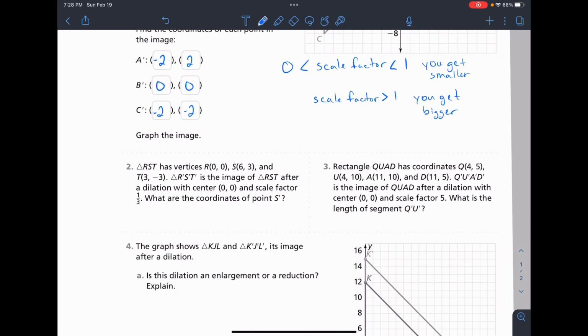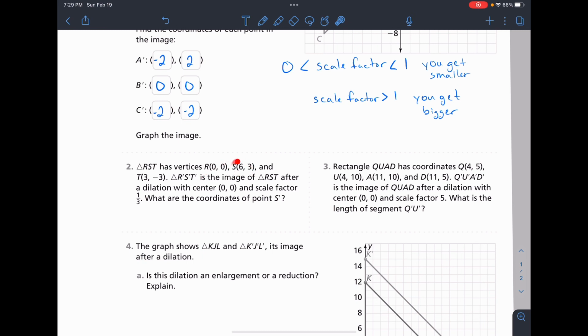It says, in number 2, triangle RST has vertices, which just means coordinate points. Okay, so vertices is just telling you that you have coordinate points located at certain spots. R is at 0, 0, S is at 6, 3, and T is at 3, negative 3. It says, is the triangle R prime, S prime, T prime the image of triangle RST after a dilation centered at 0, 0 and a scale factor of 1/3. What are the coordinate points of S prime?